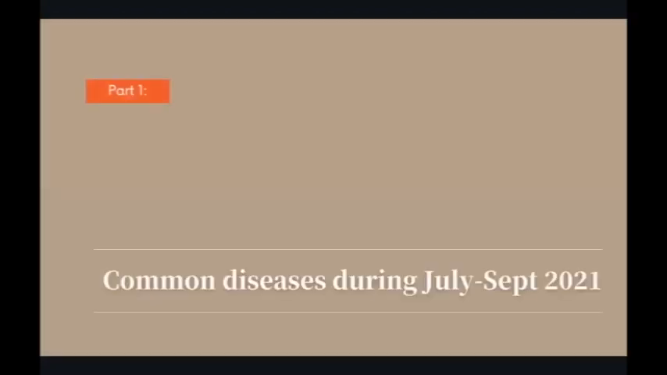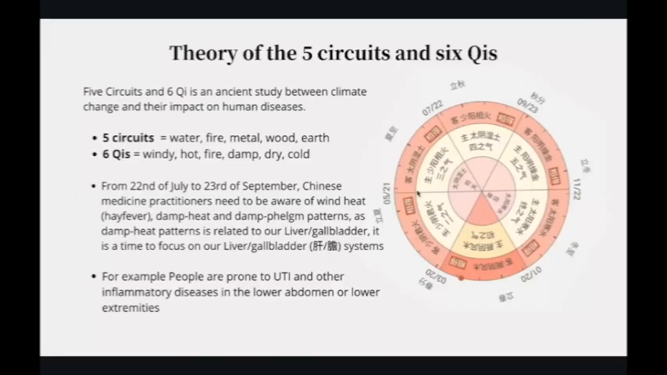And then let's go to part 1. The common diseases during July to September this year. So we go back to the wheel that we discussed in July. At the moment, we are currently in this session. Between 22nd of July and 23rd of September, as Chinese medicine practitioners, we need to be more aware of wind heat, like hayfever, and damp.